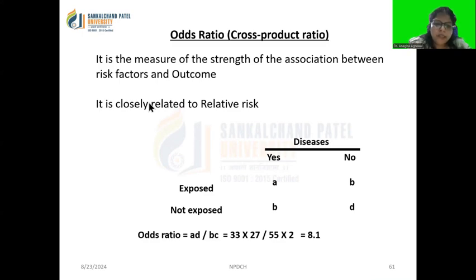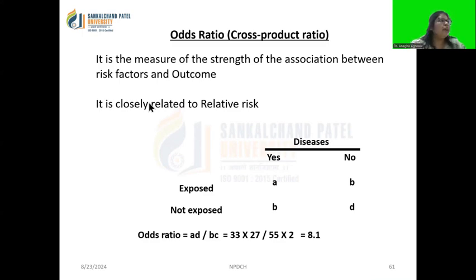The cross product ratio, the odds ratio, is AD by BC. That is the formula. Now in this formula, I put some values from the previous table. You can see that the value came as 8.1. Now what do you mean by this value 8.1? This value says that whoever is exposed to that particular risk factor has 8.1 times more chances of developing the disease in the future as compared to the people who are not smoking.